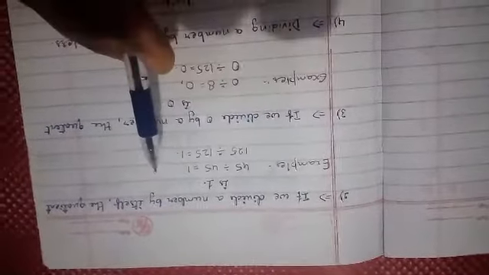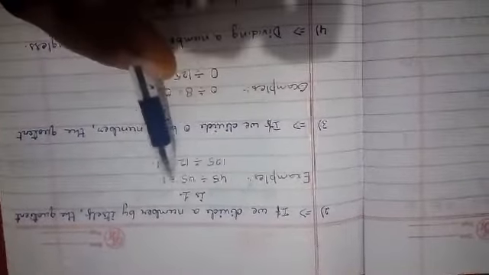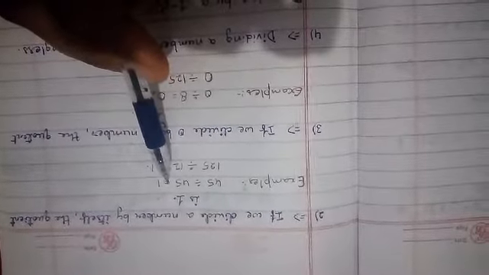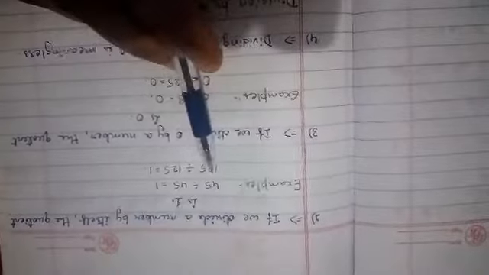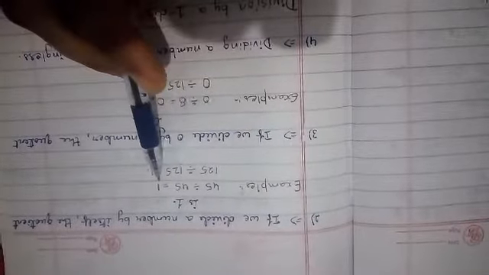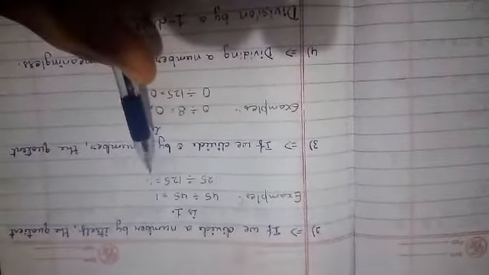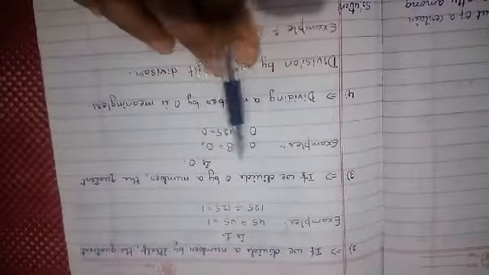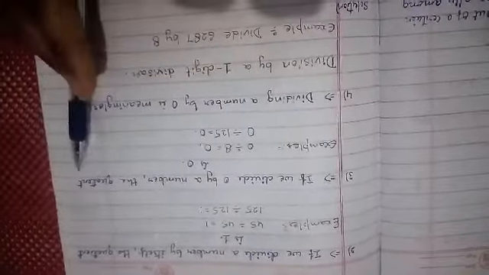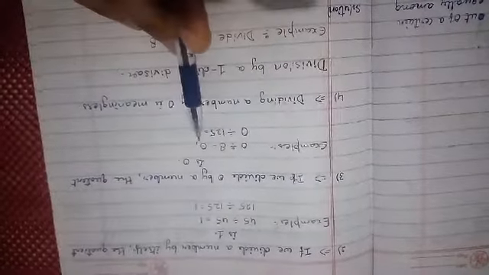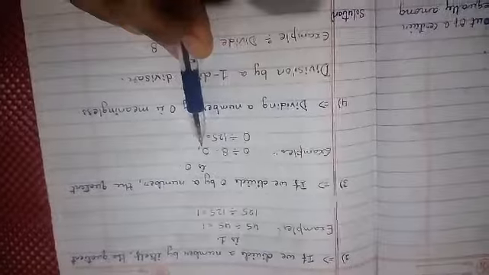Now see the next point. If we divide a number by itself, the quotient is 1. For example, 45 divided by 45, the quotient is always 1. 125 divided by 125, the quotient is 1. If we divide 0 by a number, the quotient is 0. If 0 is divided by any number, again the quotient is 0.